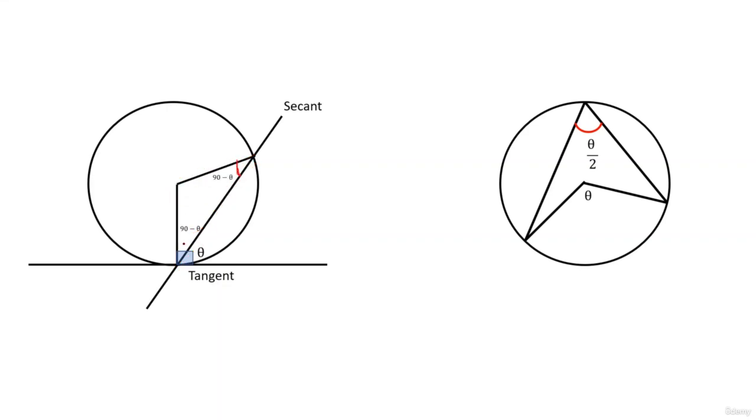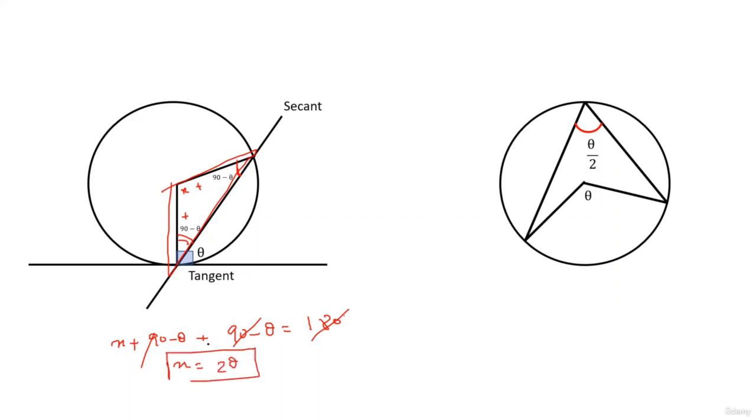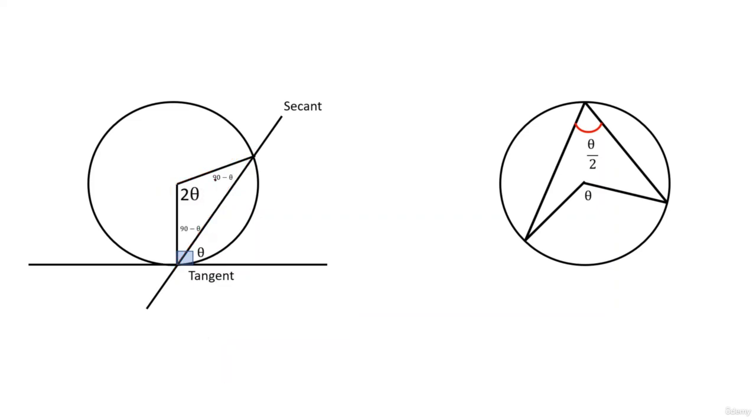Now look at this entire triangle, guys. In this entire triangle, the sum of all three angles should be how much? 180. So if I take this angle as x, x plus 90 minus theta plus 90 minus theta should be equal to 180 degrees. So 180 cancels on both sides. x is equal to minus theta, so moving it to the other side, what will it be? 2 theta. So x is equal to 2 theta. In simple words, the central angle is 2 theta.